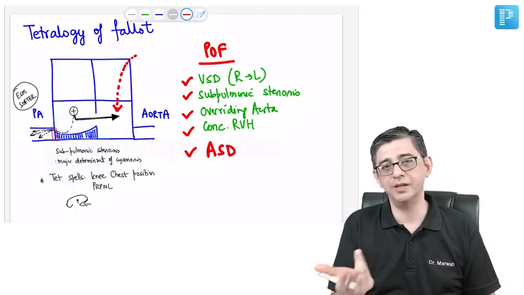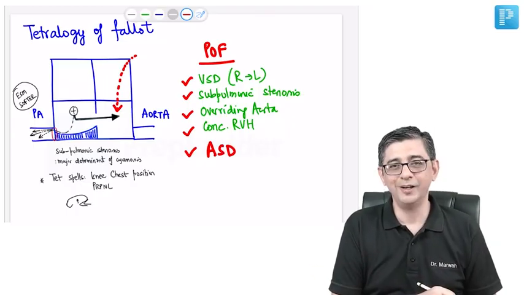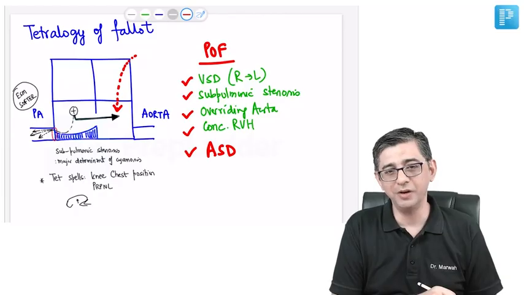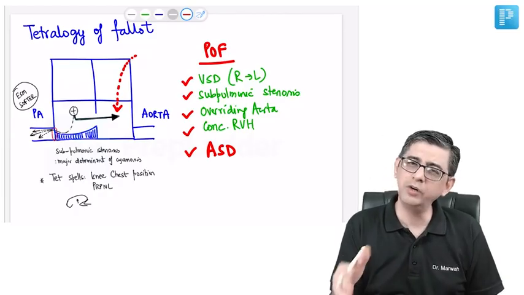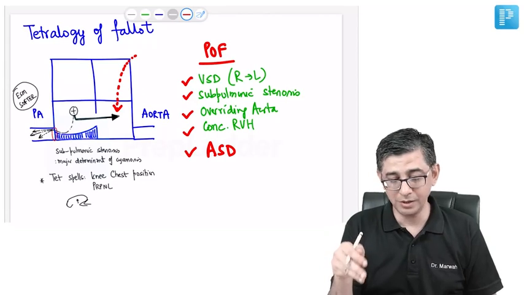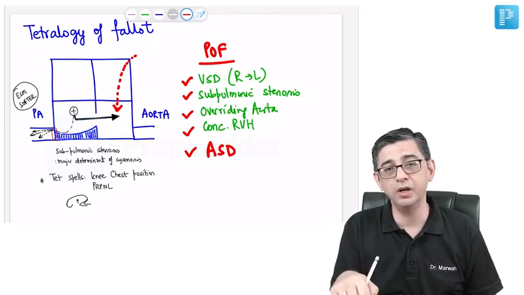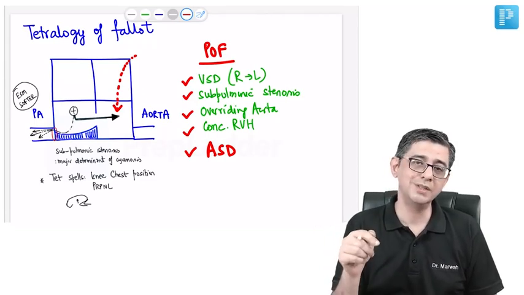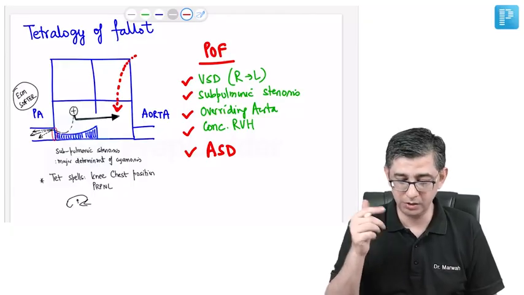Sometimes they can just play around with these numbers, like tetralogy of Fallot or pentalogy of Fallot. So, you should be ready with that. And even in pentalogy of Fallot, if he asks what is the major determinant of cyanosis, your answer in those circumstances would still be subpulmonic stenosis.